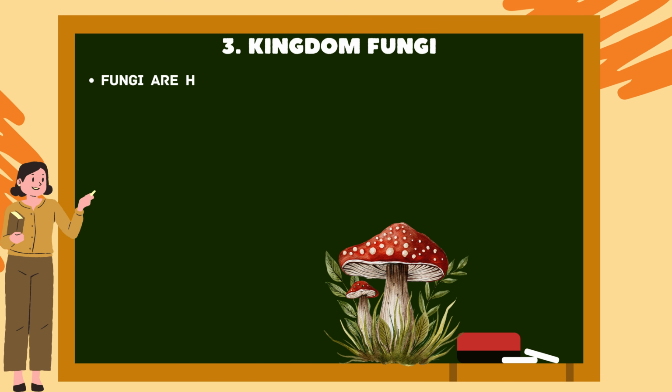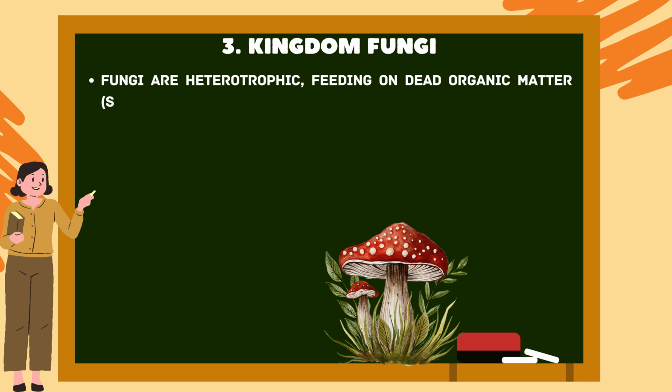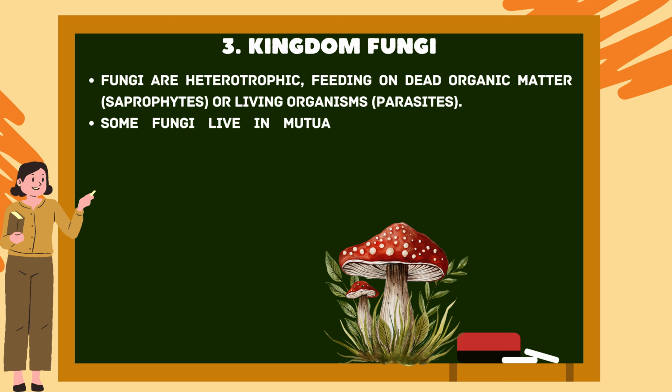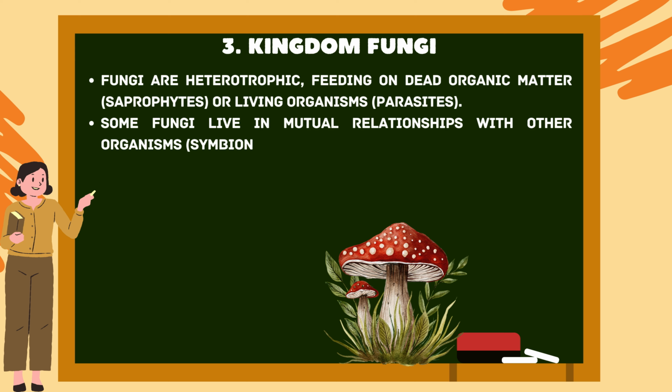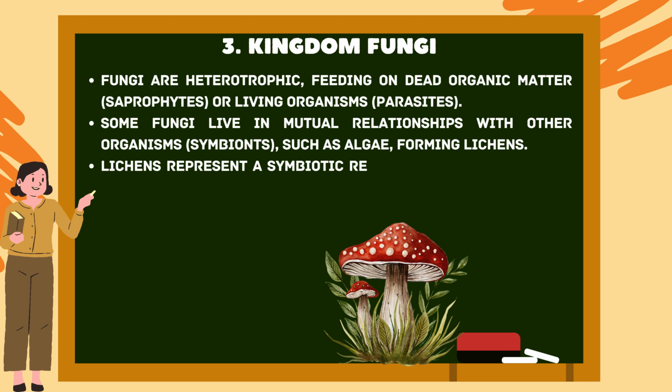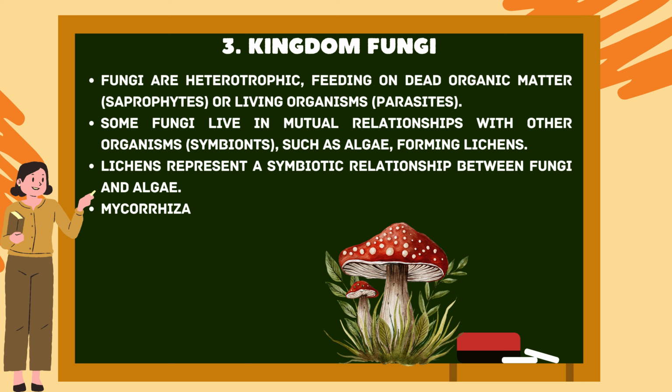Kingdom Fungi. Fungi are naturally heterotrophic. Some feed on dead organic matter and are called saprophytes, and some feed on living organisms and are known as parasites. Some fungi live in a mutual relationship with other organisms such as algae. They are called lichens. These types of fungi are called symbionts. Lichens are a symbiotic relationship between fungi and algae, and mycorrhiza is a symbiotic relationship between fungi and roots of higher plants.